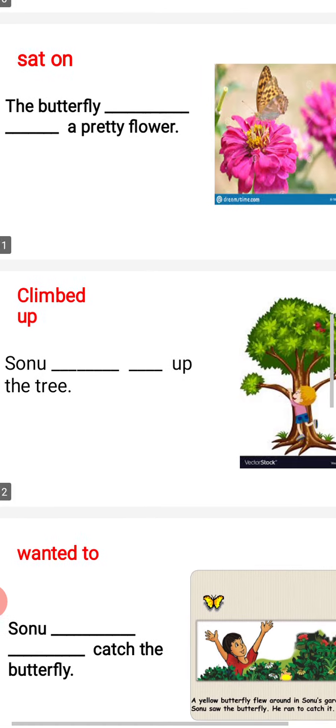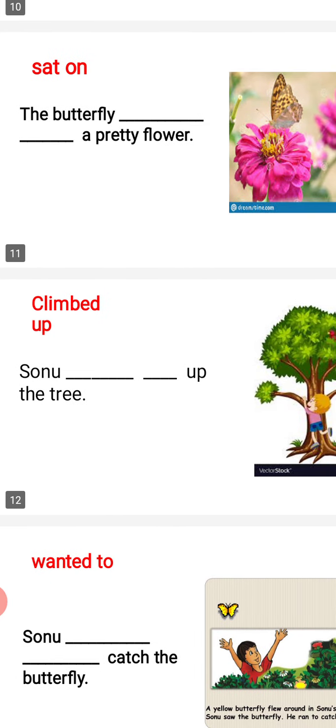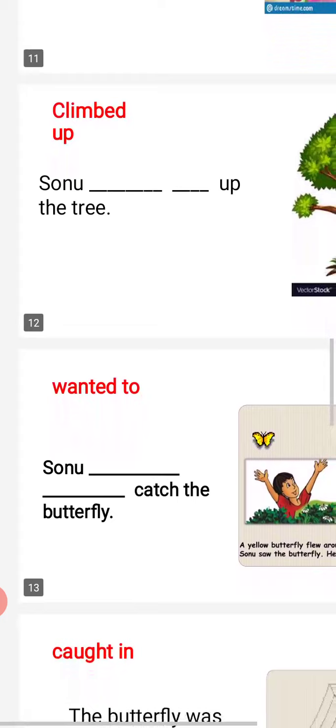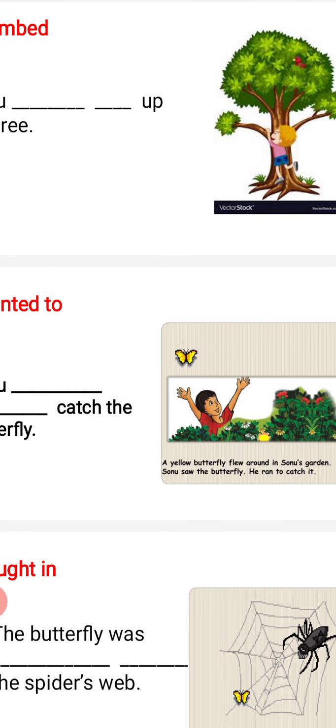Here you can see the butterfly sat on a pretty flower. Sat on. All the words I have taken are the second form of a verb with a preposition. That is called a phrase, a phrasal preposition. Climbed up. Sonu climbed up the tree.